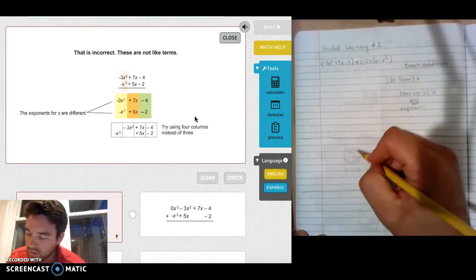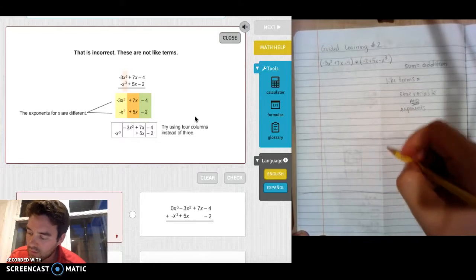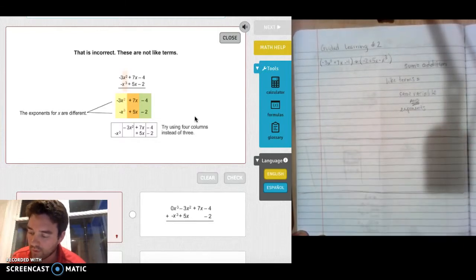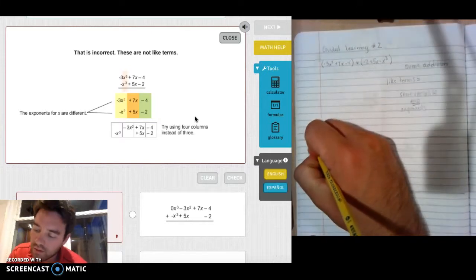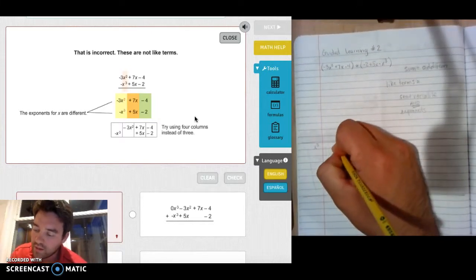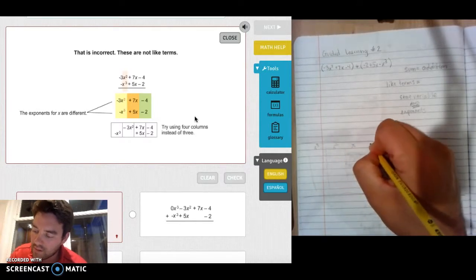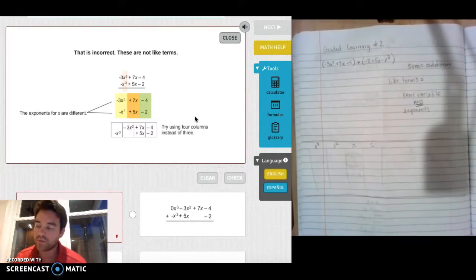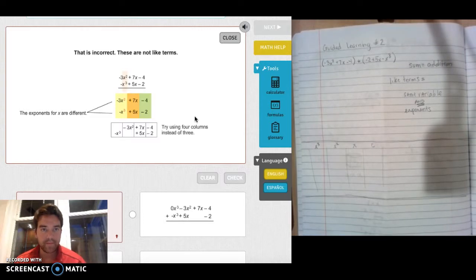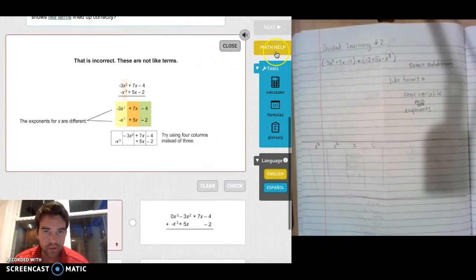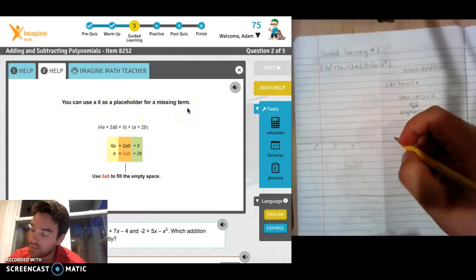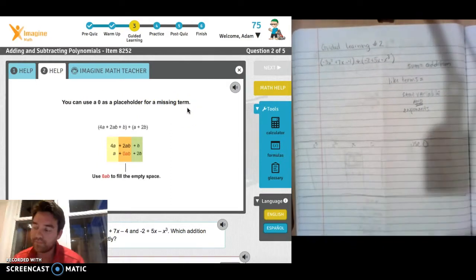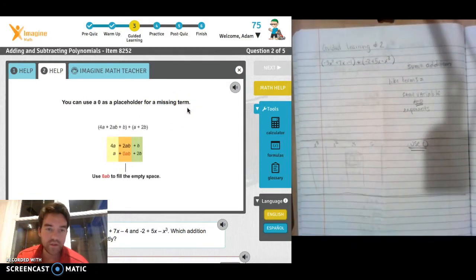1, 2, 3, 4. Okay. So then we got 3x. So let's, you know what? Let's do this. X cubed, x squared, x, and then c, which is constant. You know what? Math help too. You can use 0 as a placeholder for a missing term. That's cool. Use 0. So this is really going to help me out.